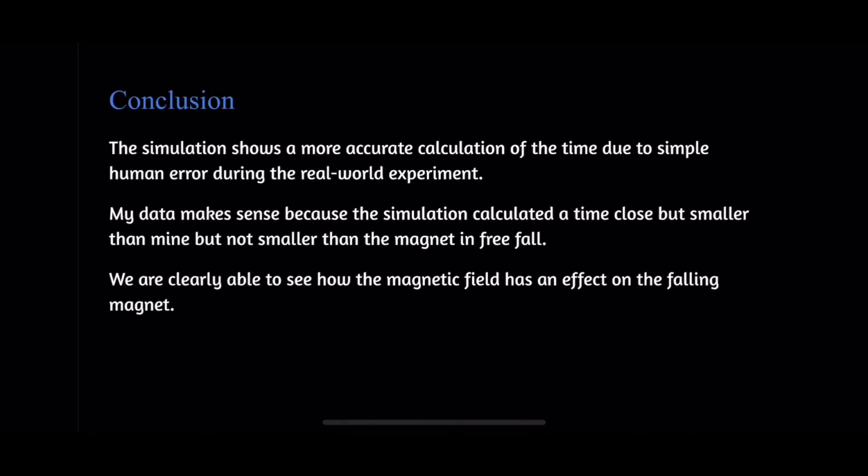In conclusion, the simulation shows a more accurate calculation of the time due to simple human error during the real-world experiment. My data makes sense because the simulation calculated a time close to but smaller than mine, but not smaller than the magnet in freefall. We are clearly able to see how the magnetic field has an effect on the falling magnet.